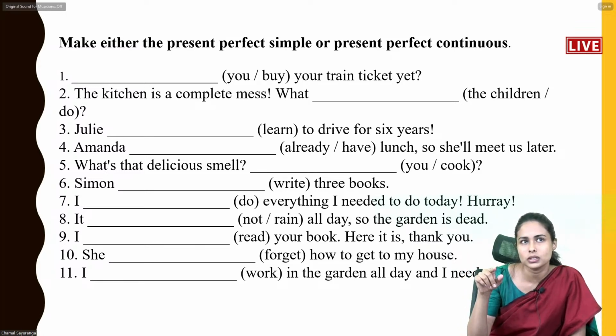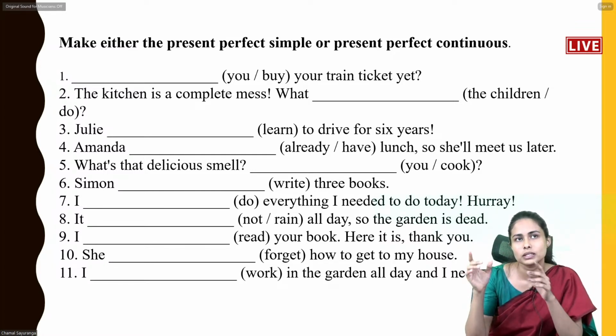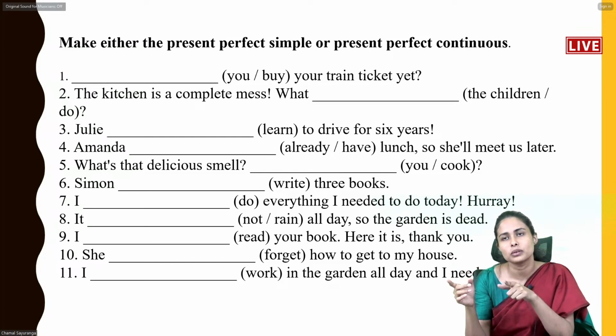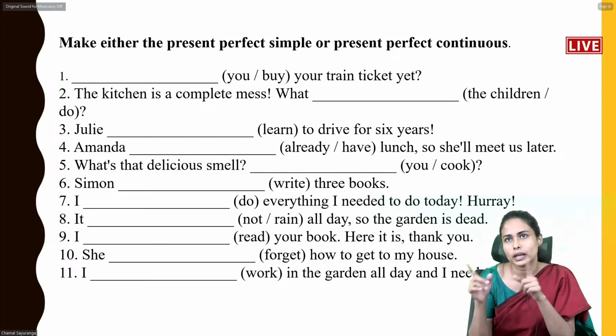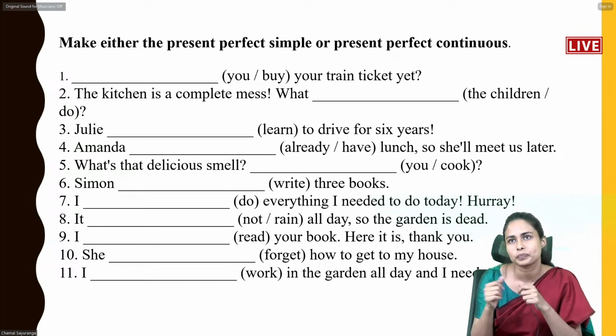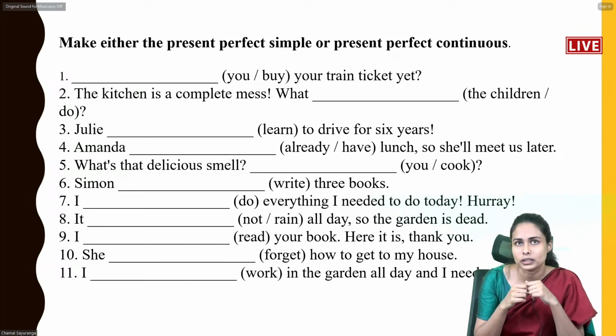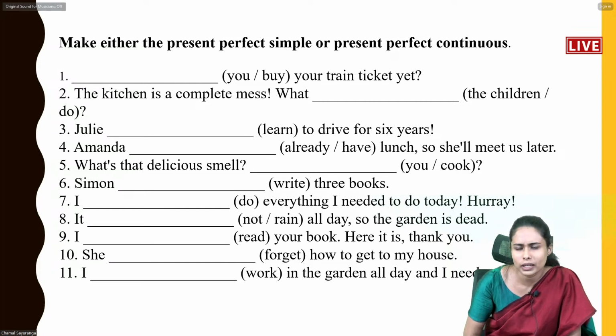Cook. Subject is you. If the subject is you, what's the helping verb that we use? Has or have? Have. Okay, then when we make a question, what happens to the helping verb? Where do we put the helping verbs, in the front or in the middle? At the front, the beginning of the sentence. Yeah, have you cooked? Have you cooked?